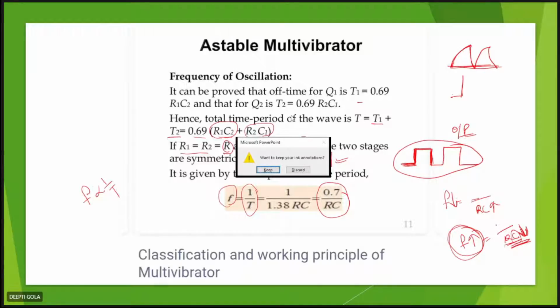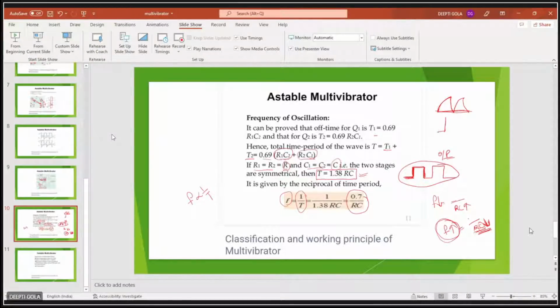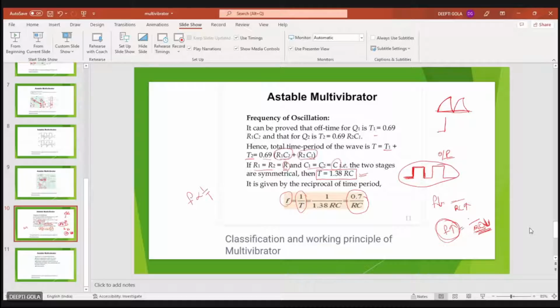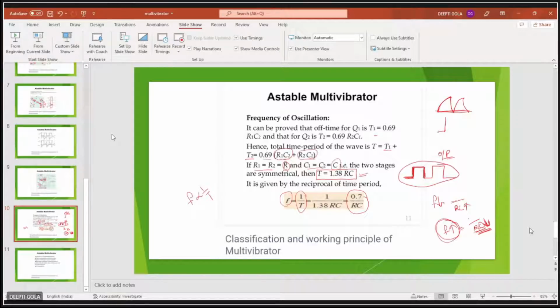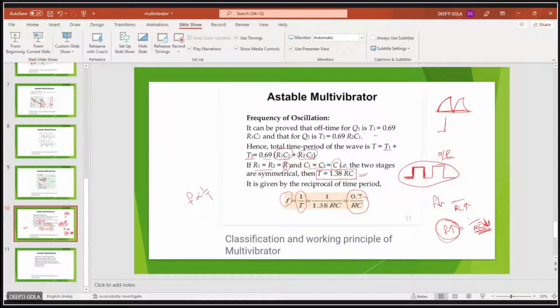Ma'am, one more doubt. When R1 equals R2, which switch will get on first or get off first? I'm having a doubt, ma'am. If R1 and R2 are the same, then also no issues, because only one resistance and one capacitance will be working at a time.